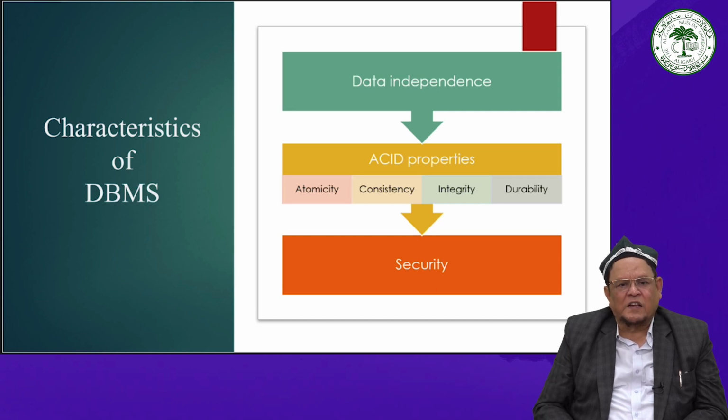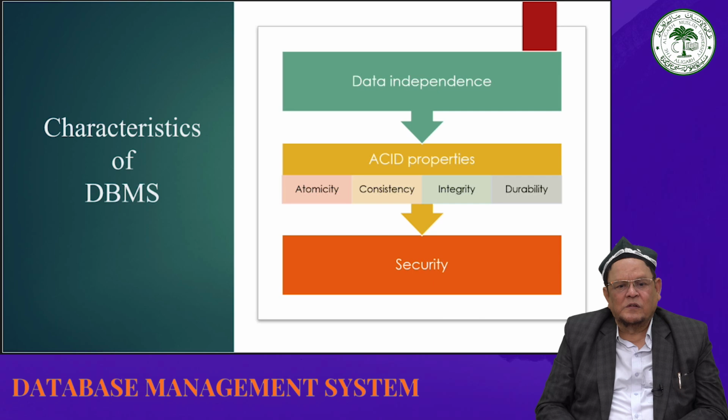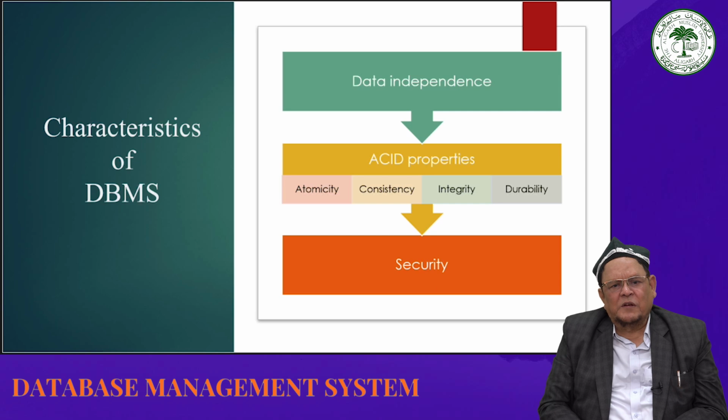Atomicity means either the operation should be performed or not performed. It should be a complete operation, 0% or 100%. DBMS provides atomicity as a characteristic. This is the most important and useful characteristic of a database management system. For example, any bank has its own database, and the database contains all the information about its customers.